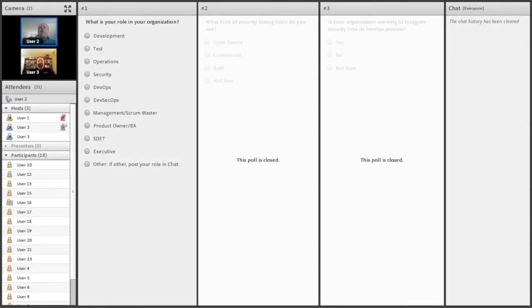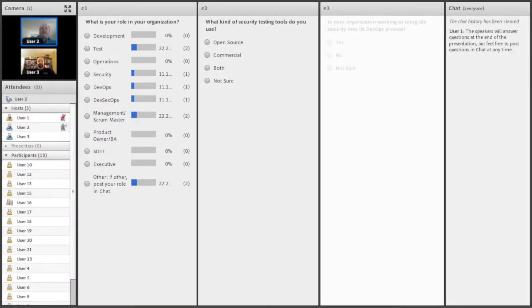We did a poll on Twitter recently looking at what tools people are using. And I'm curious of the audience, what kinds of security testing tools are you using? Are they open source tools? Are they commercial tools? Are you using both? Are you not sure because it's really not in your area of expertise? Please just quickly vote here. And also feel free to vote on what your role is in the organization as well. We'll see what that says.